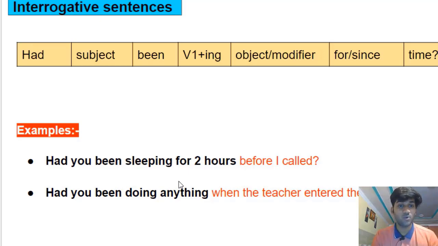All right. Now, if you want to ask an interrogative negative sentence, just add not after the subject. Had you not been sleeping for 2 hours before I called? Had you not been doing anything when the teacher entered the class? So that's how we form sentences in past perfect continuous tense. I hope you got this.